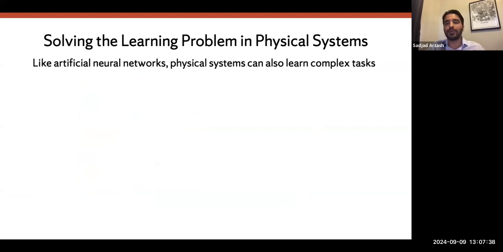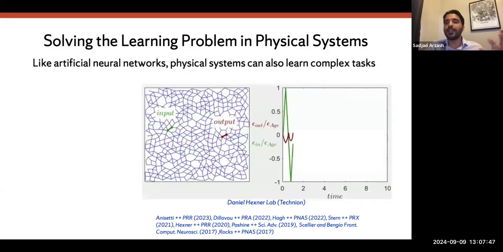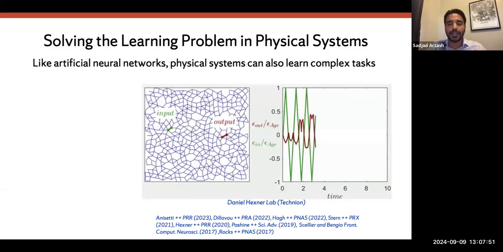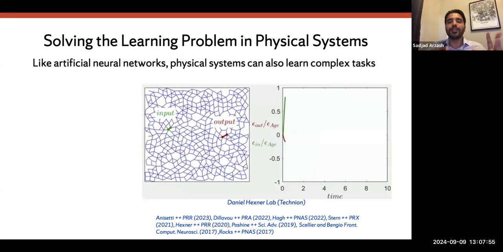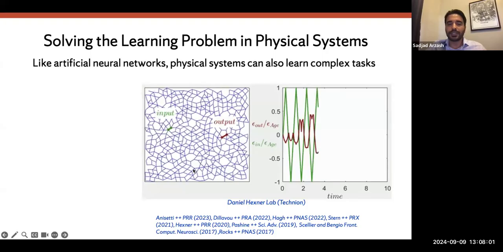But not only in artificial neural networks, in the past few years, people started to apply this type of tools and algorithms in physical systems, such as spring networks. Here I'm showing an animation from Daniel Hexner's lab that, instead of neural networks, is basically trying to tune the properties of disordered spring networks.